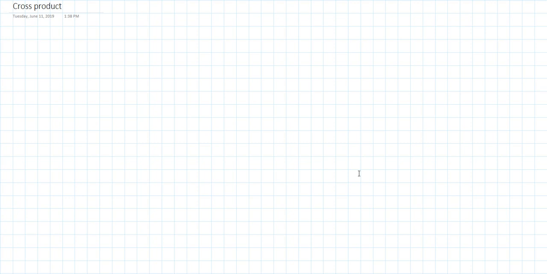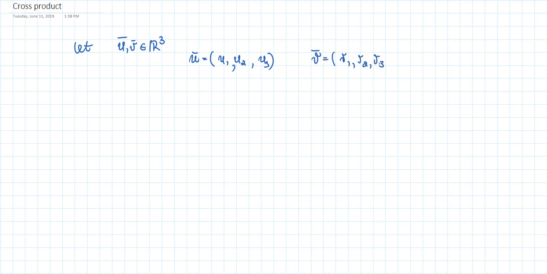So we would like to discuss how to multiply two vectors using another kind of multiplication, which is called the cross product. Let's say we're given vectors in 3D. So U and V are two vectors in 3D. What does it mean? It means that the vector U is given with a 3-tuple, U1, U2, and U3. And vector V is given again with a 3-tuple, V1, V2, and V3.